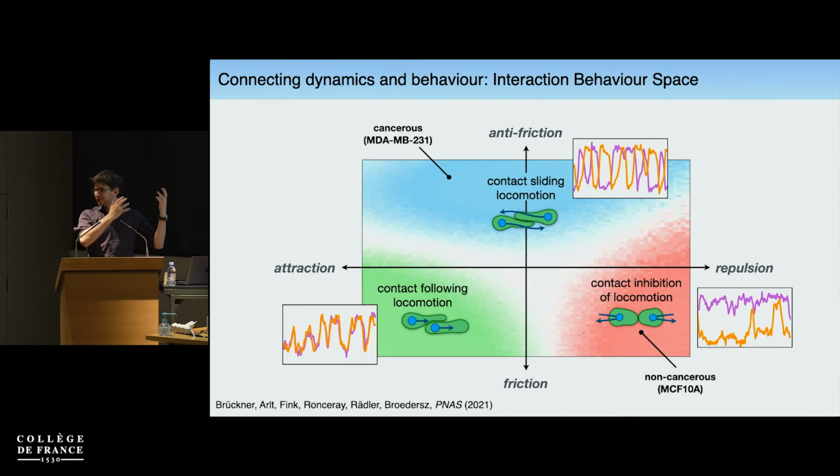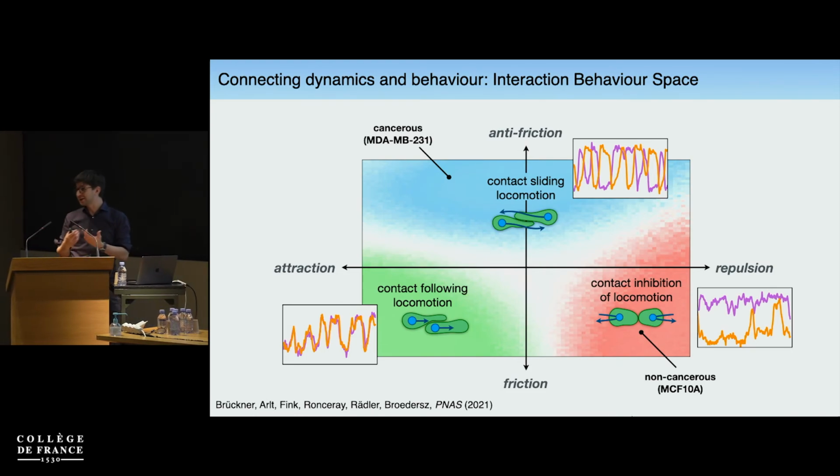The main idea of this inferred model is summarized here in what we like to call an interaction behavior space. So it's spanned by the two interaction terms in the model, the strength of the friction-like term and the strength of the cohesion-like term. Depending on where you are in this phase space, we see different dominant behavior. So in the lower right quadrant, where we encountered the non-cancerous cell type, we see a dominance of these reversal type of collisions. And this is reminiscent of cell-cell interaction behavior that is termed contact inhibition of locomotion.